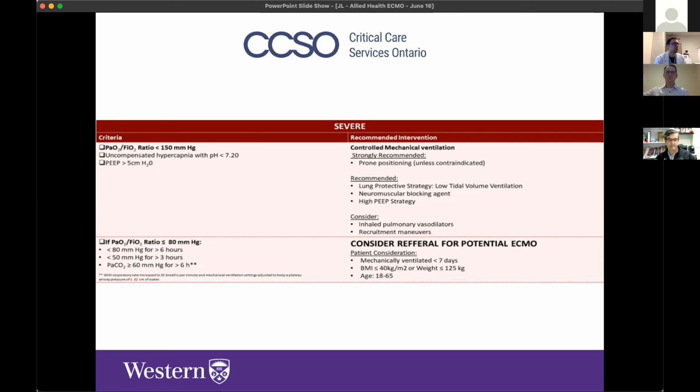BMI of less than 40, which again is not an absolute contraindication, but possibly a relative contraindication. And then age from 18 to 65. And again, that's just trying to select the patients that we think are going to benefit and have capacity to recover.